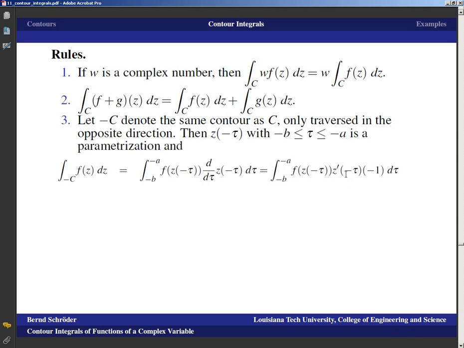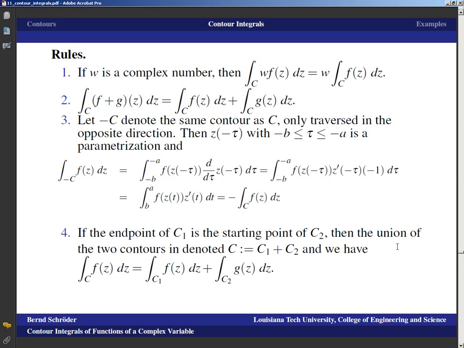Okay, now we have the z prime of negative tau times negative 1, so that's the derivative of this thing with respect to tau. Now we do a substitution, t equals negative tau, which means we get the integral from a to b, f of z of t, z prime of t, and the negative 1 d tau, that's the dt. And of course, that's just negative the integral over the contour c of f of z dz, because the only difference is that the bounds of the definite integral have been flipped.